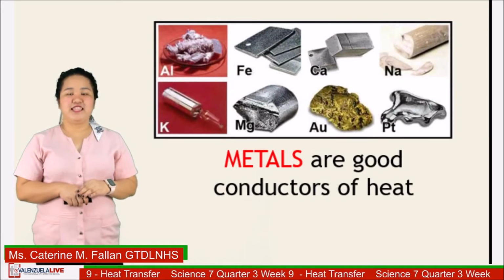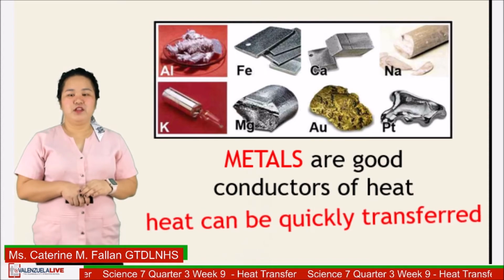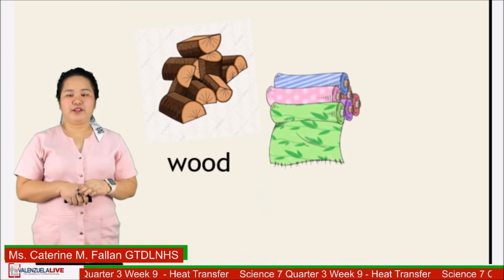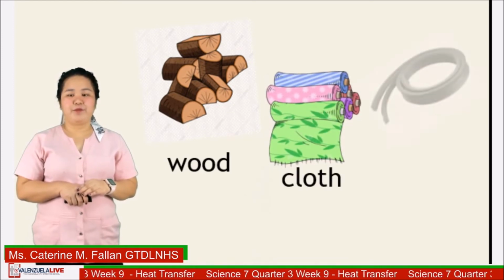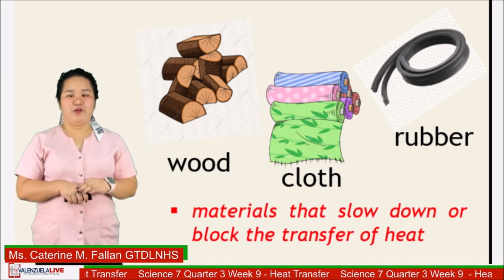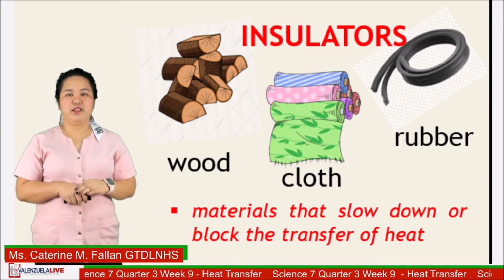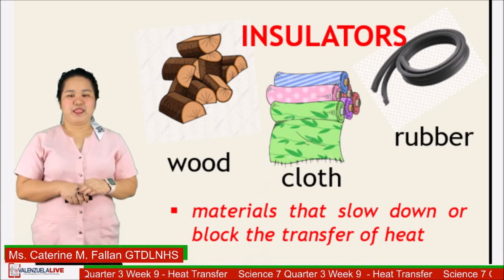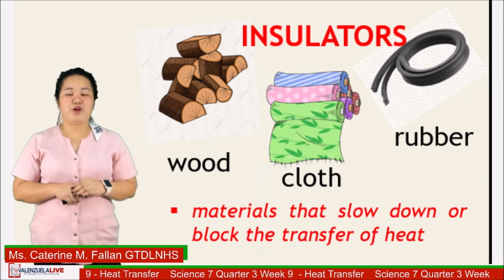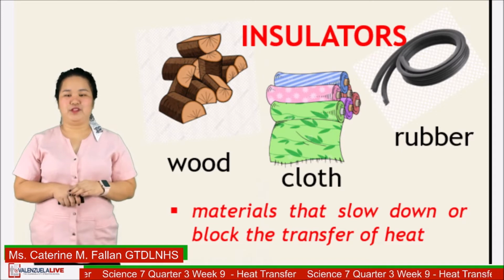Metals are good conductors of heat, so heat can be quickly transferred, while wood, cloth, and rubber are materials that slow down or block the transfer of heat. These are called insulators. That is the reason why the handles of ladles or some pans are made of rubber, plastic, or wood.